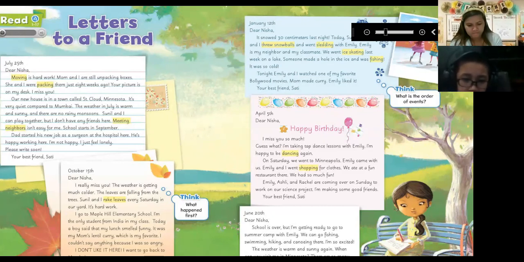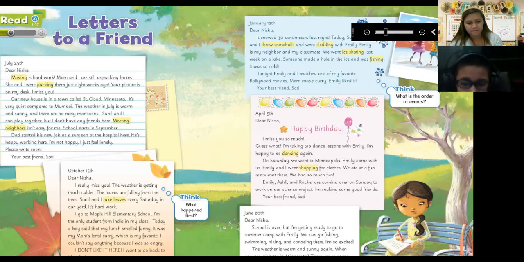July 25th. Dear Nisha, moving is hard work. Mom and I are still unpacking boxes. She and I were packing them just 8 weeks ago. Your picture is on my desk. I miss you. Our new house is in a town called St. Cloud, Minnesota. It's very quiet compared to Mumbai. The weather in July is warm and sunny, and there are no rainy monsoons. Sunil and I can play together, but I don't have any friends here. Meeting neighbors isn't easy for me. School starts in September. Dad started his new job as a surgeon at the hospital here. He's happy working here. I'm not happy. I just feel lonely. Please write soon. Your best friend, Sati.